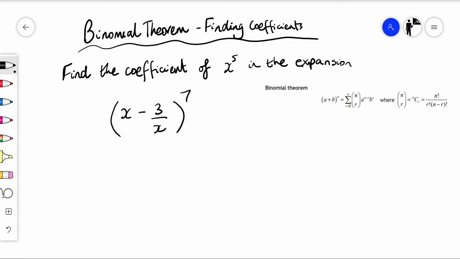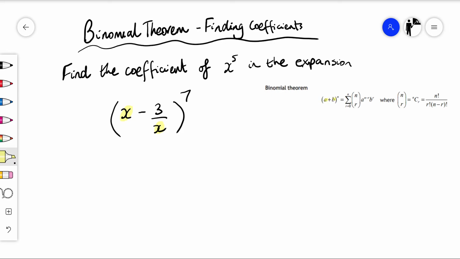Okay, this is example 3 in the binomial theorem where we want to find coefficients. In this example we want to find the coefficient of x to the power 5 in the expansion of (x minus 3 over x) to the power 7. What's awkward here is that we've got x in both the terms a and b.